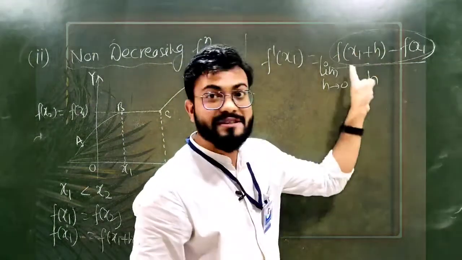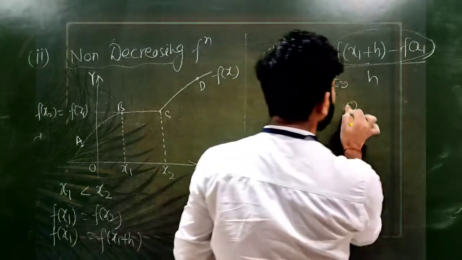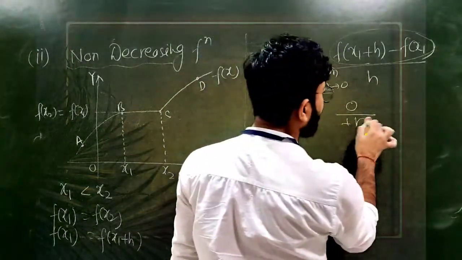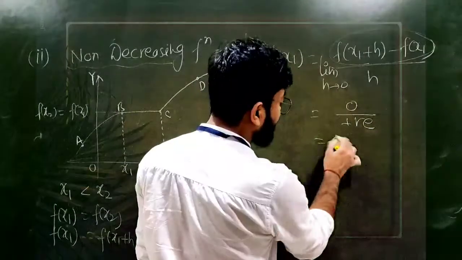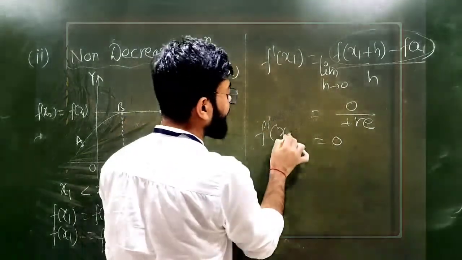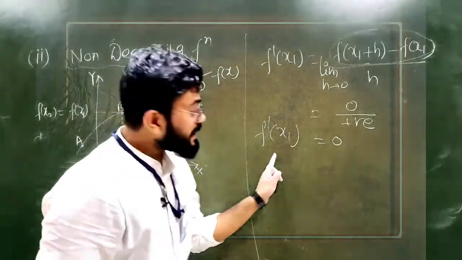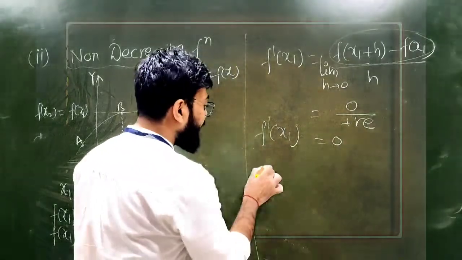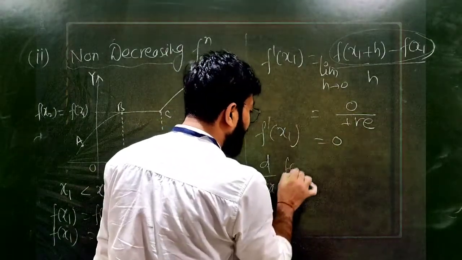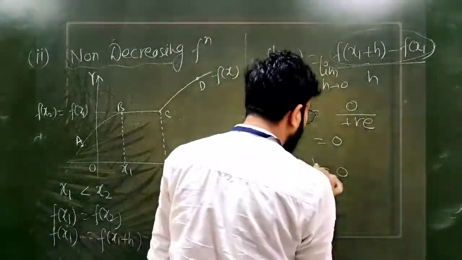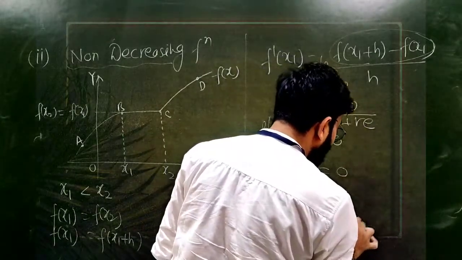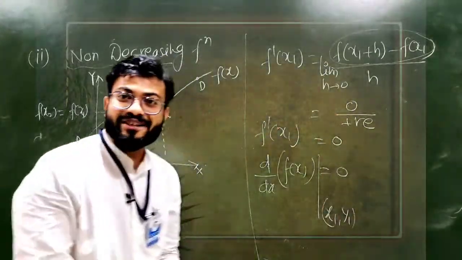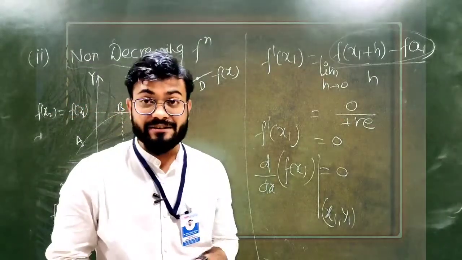The value of this term is 0. So I can write it like this: 0 divided by a positive quantity. So 0 upon positive will be 0. This is the first derivative of the function at point x1 equal to 0. You can say if the first derivative of any function at any given point x1, y1 is 0, then the function is a non-decreasing function.